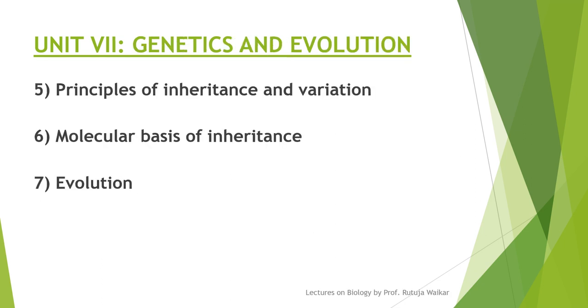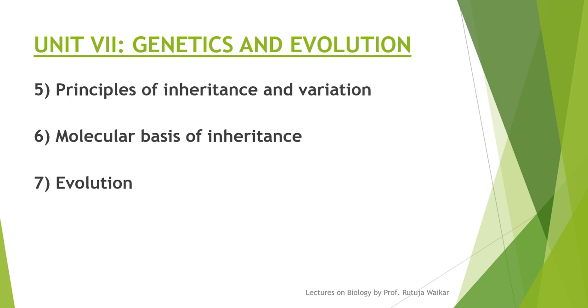The next unit is Genetics and Evolution. It is a very important unit according to your paper pattern, because it has a total of 18 marks. I already told you about the marks allotted for this unit. In Genetics and Evolution, there are a total of 3 chapters.